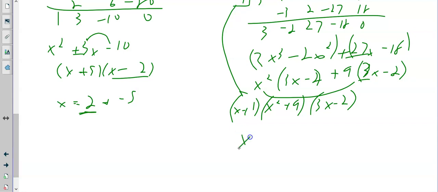Now, what are my answers? X equals negative 1. Remember, this breaks down to x plus 3 and x minus 3. The only extra stipulation is we need to have the i in there. So that's plus or minus 3i. And this would be add 2, divide by 3, 2/3. There are my 4 answers.